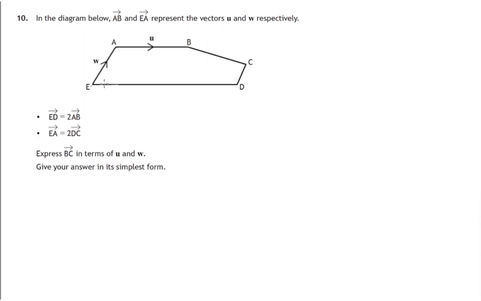In this diagram, we're told that E to A represents the vector W, and from A to B represents the vector U. Now let's look at these two extra pieces of information we're given. We're told that the line E to D is twice the line A to B, or a journey from E to D would be twice the journey from A to B.